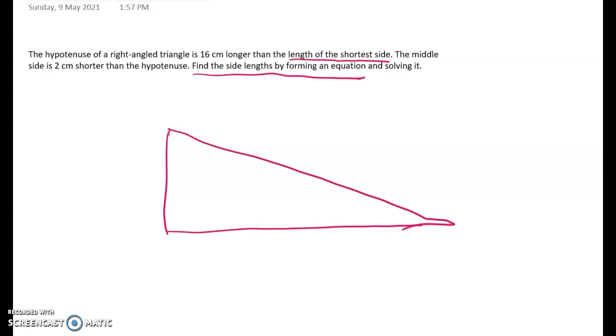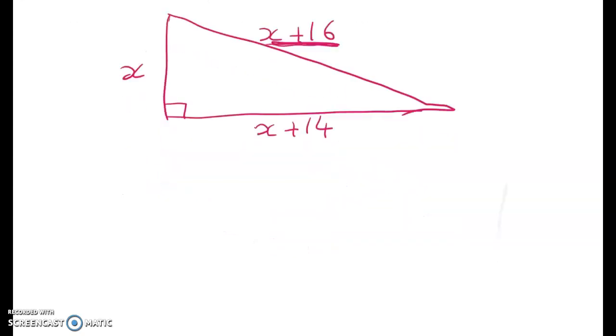So I know it's a right angled triangle, and the hypotenuse is 16 centimeters longer than the shortest side length. So I'm going to make the shortest side length x, and the hypotenuse is going to be x plus 16. Now the middle side length, which is the last one, is 2 centimeters shorter than the hypotenuse. So if this is x plus 16, this has got to be x plus 14. We're not given the area, but we're just asked to find the side lengths. So the only equation that's going to help me here will be Pythagoras.